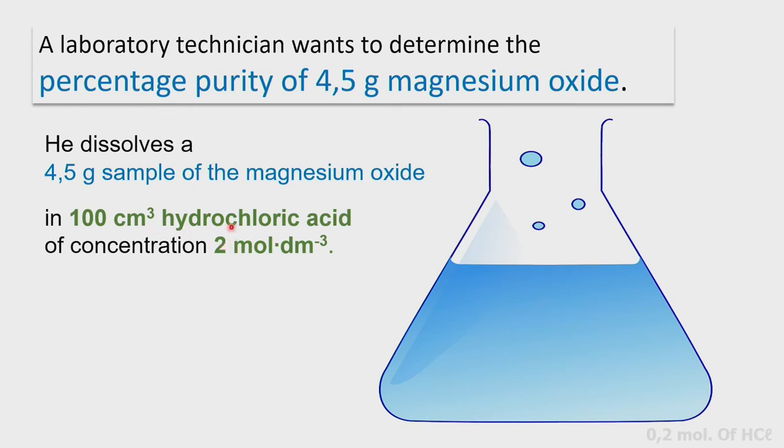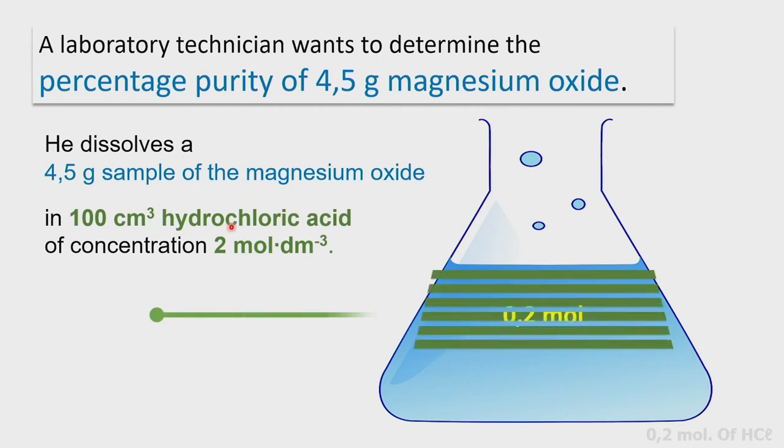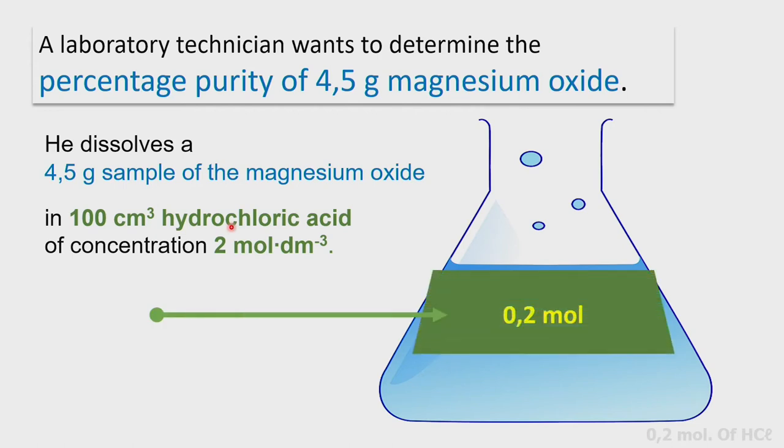So I've got two pieces of information about hydrochloric acid. So the first thing I'm going to do is find the number of moles of hydrochloric acid. Yes, I can do that. And I'm going to find out it's 0.2 moles. Then they tell me later on that the hydrochloric acid is in excess. In other words, there's too much of it. So I must get rid of some of it.